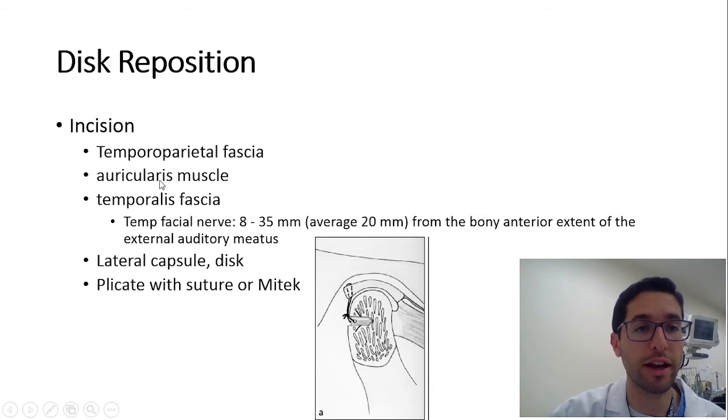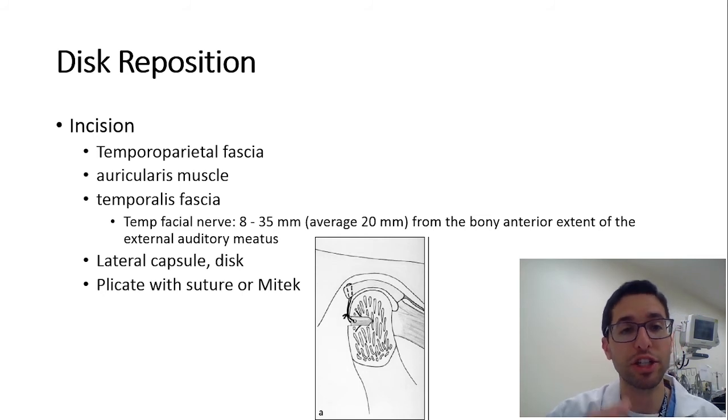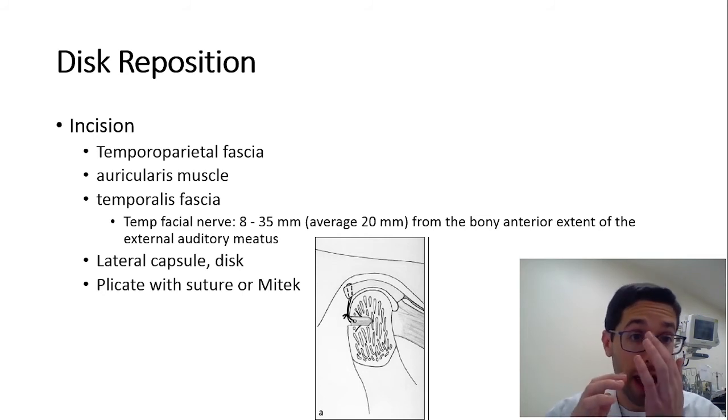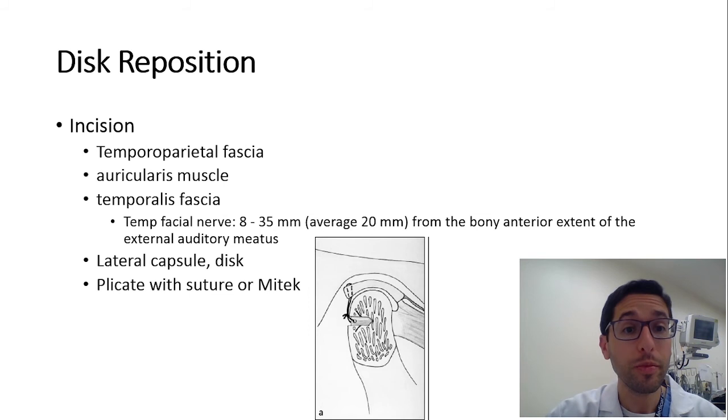It's important to be familiar with the layers. The most superficial fascia layer, you're going to see the temporoparietal fascia. Then below that, you'll see the auriculus muscle. Then below that, you'll see the temporalis fascia. The temporalis fascia actually has a superficial and a deep component, and it surrounds the temporalis muscle.